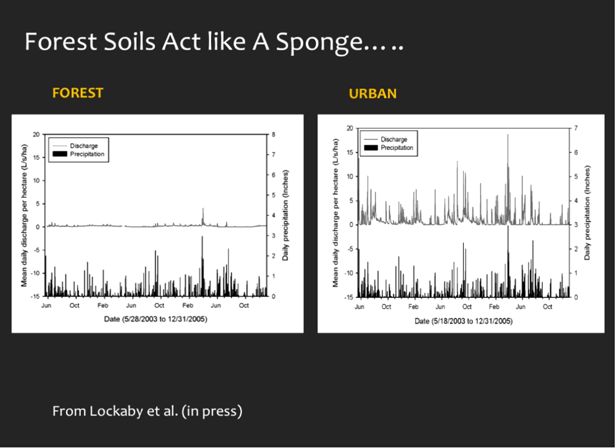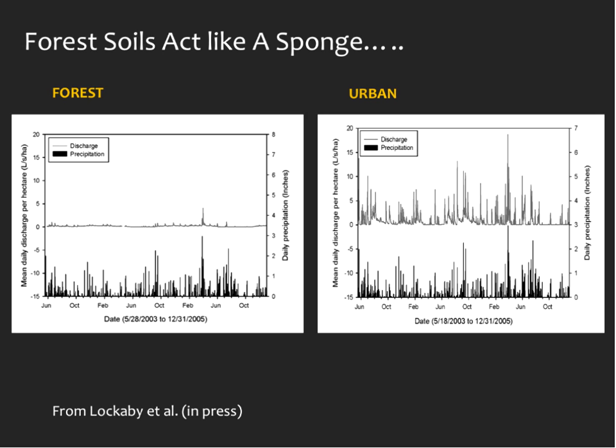These are two side-by-side watersheds receiving essentially the same amount, or the same pattern, of precipitation. The one on the left with the title of forest is a forested watershed. Precipitation is the black bars. Discharge, or stream flow, is the gray line with the very small bars. On the right side are the same units, precipitation in the black bars, discharge in the gray bars. And you can see a very large difference in both the amount of water that's coming out of the watersheds and, more importantly, the pattern.